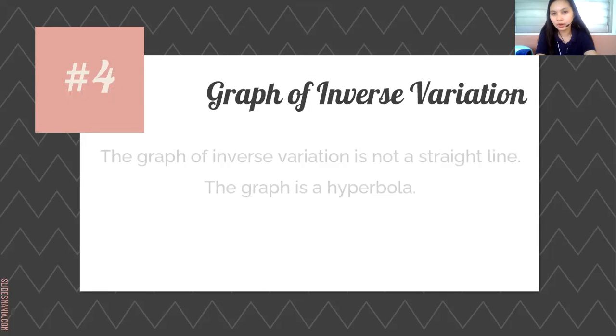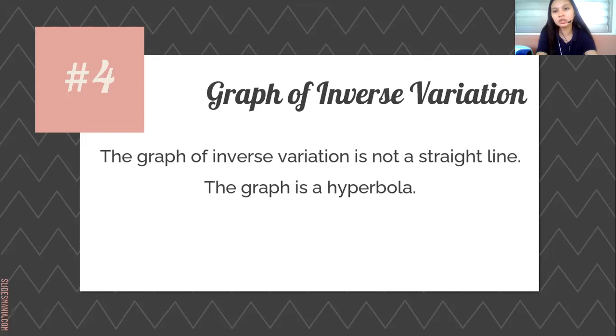Graph of inverse variation. The graph of inverse variation is not a straight line. The graph is a hyperbola po. So, kung kahapon po sa direct variation natin, yung graph niya is a straight line. Tama po? Yung graph natin kay direct variation is a straight line. Kay inverse variation po, the graph is a hyperbola.